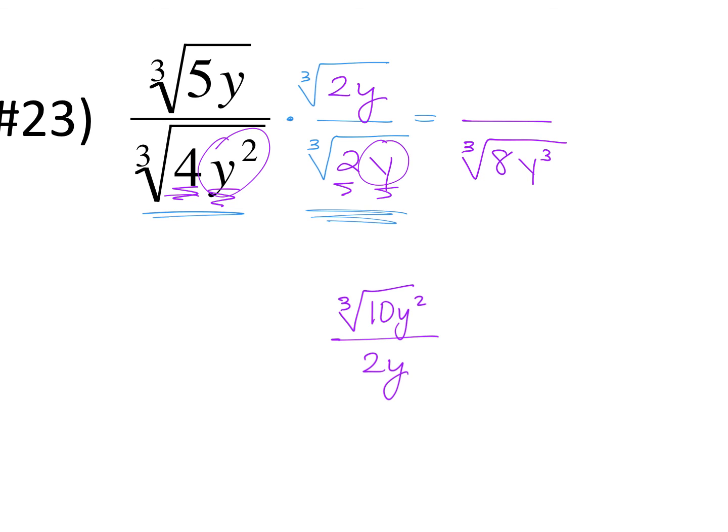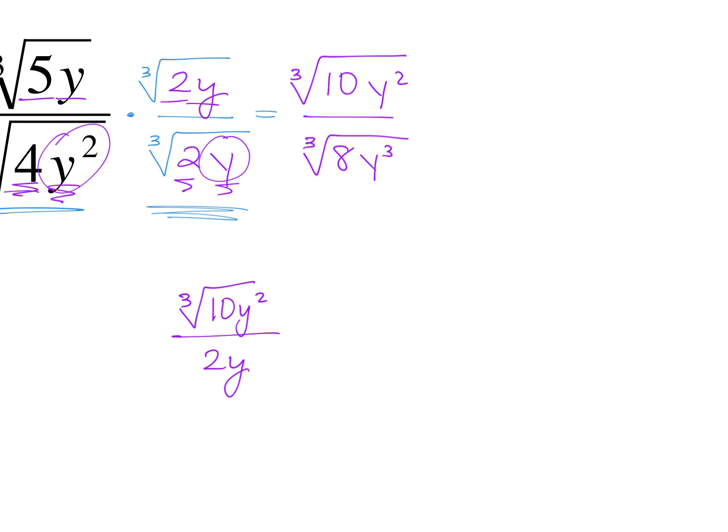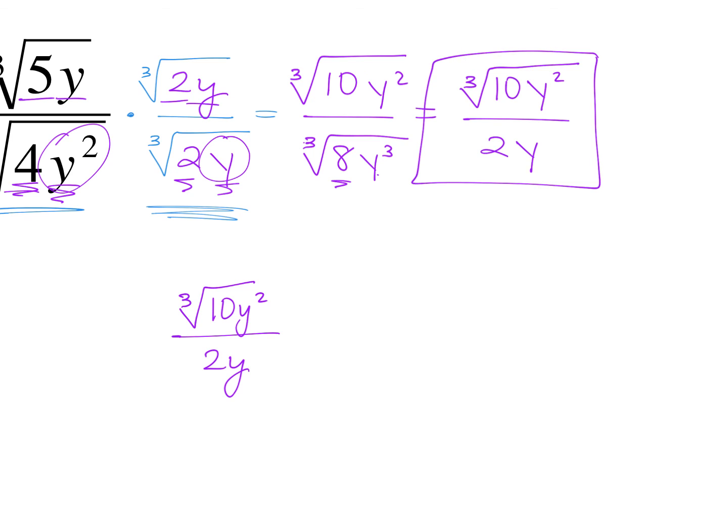When you multiply across on top, you get the cube root of 5 times 2 is 10. Y times y is y squared. So when we do that, nothing you can do on top. There's no perfect cube that 10 is divisible by. There's no perfect cube that y squared would be divisible by. So that on top, the cube root of 8 is 2. The cube root of y cubed is y. And that will be your answer. Good to go?